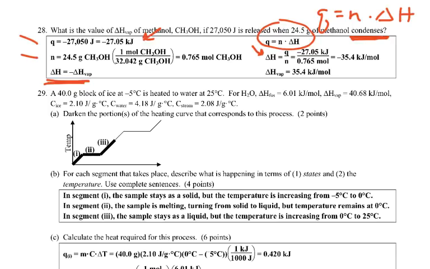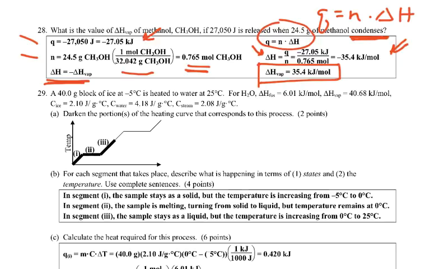And we need the moles, but we're given grams, 24.5 grams. So we use the molar mass of methanol and change that into moles. So we know the Q, the energy, and we know the moles, so we just divide them, and we get our answer, negative 35.4 kilojoules per mole. That would be the delta H of condensation. So our final answer is right here. Change the sign, so that's the delta H of vaporization.